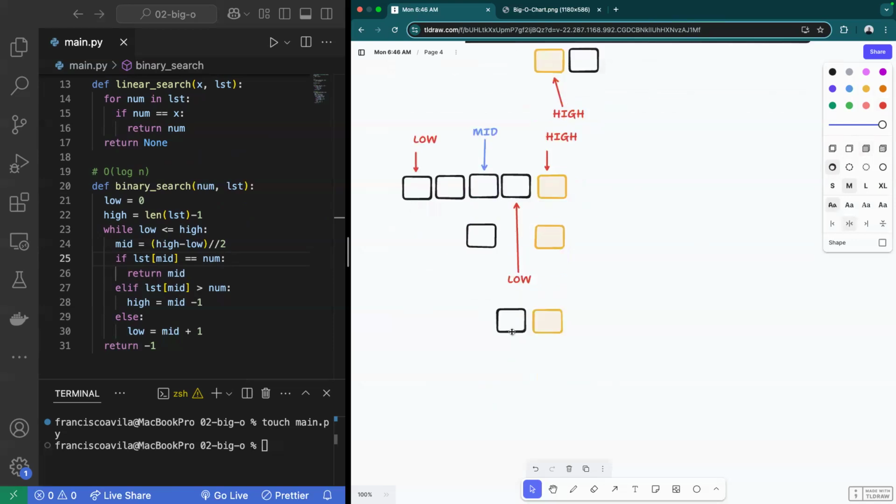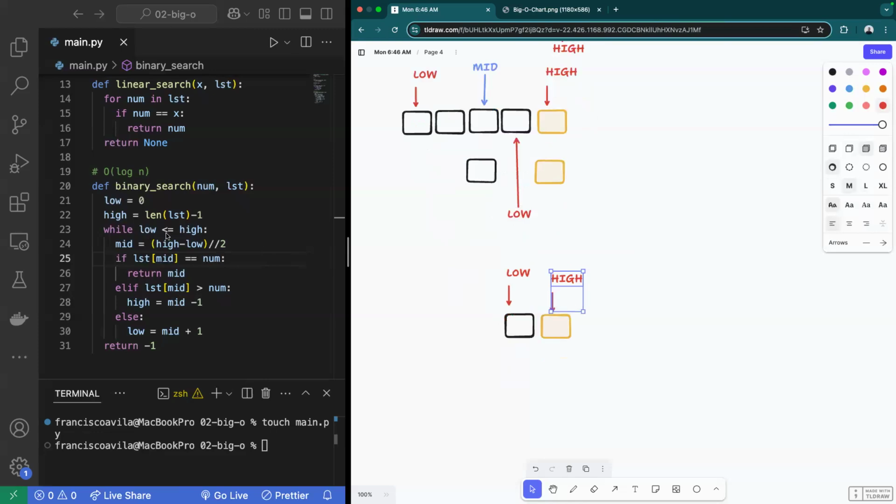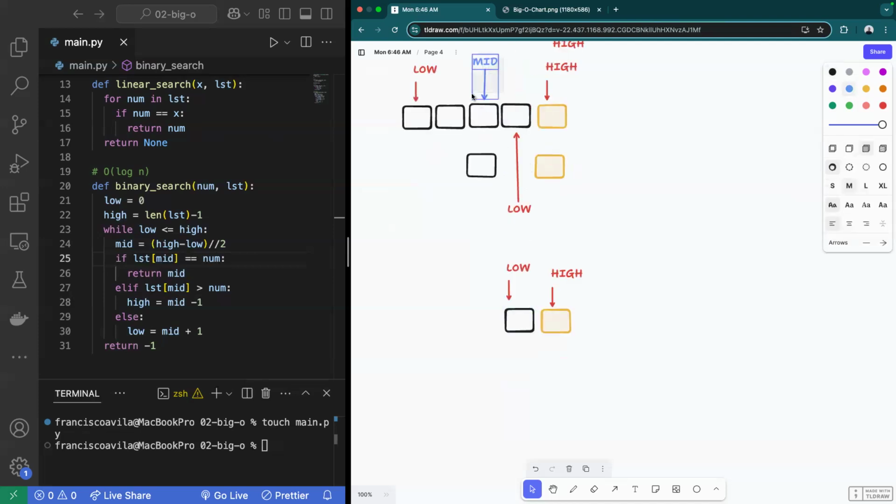Finally, the last two numbers that fall in here. Let me move this further down. We have our low and we have our high. Low is still less than or equal to high, so these two fall into comparison. At this point, there is no middle, so the middle will fall into 0.